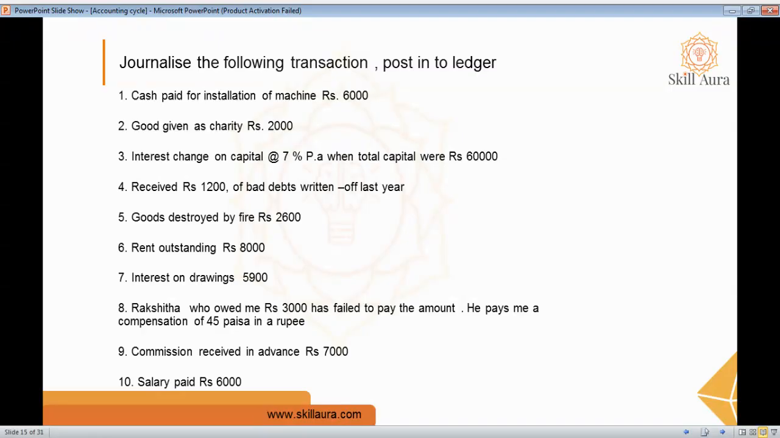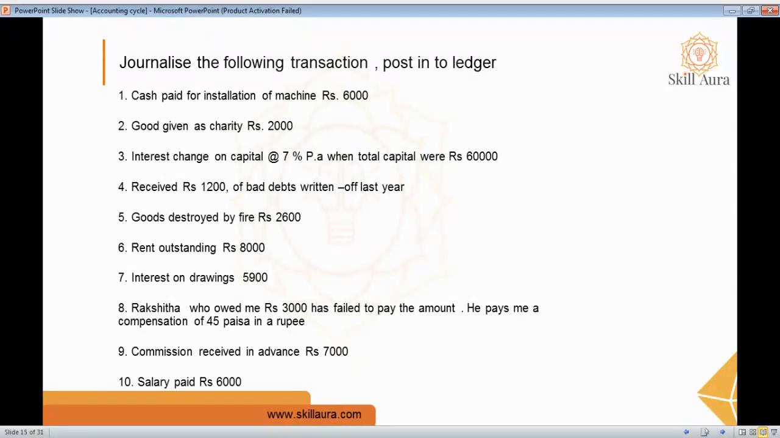Next, interest charged on capital, 7% per annum, when total capital was 60,000. Here you'll have two accounts, that is interest expenses and capital. In the capital account, you are going to debit the amount, that is 4,900. That is, in 60,000 you'll have 7%. You'll get an amount that will be debited in which account? Capital account. In the capital account, you are going to debit the expenses. In the expenses account, you are going to credit the capital.